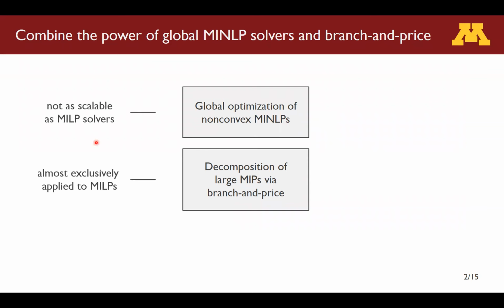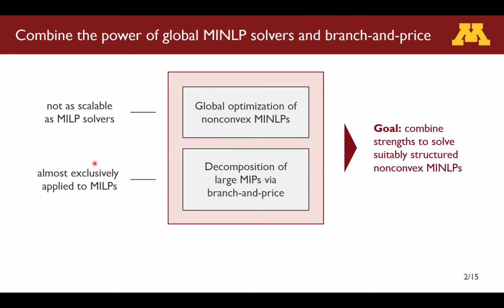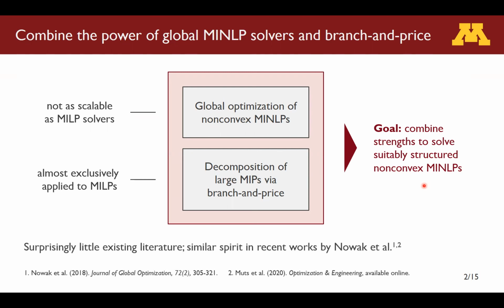However, on the one hand, the current global MINLP solvers are still by far not as scalable as their linear counterparts. And on the other hand, branch and price has been applied to really large mixed integer optimization problems, but almost exclusively to MILPs. So this begs the question, can we somehow combine the strengths of the two to solve large, suitably structured non-convex MINLPs? Surprisingly, this hasn't been done that much in the existing literature. At least we couldn't find much.